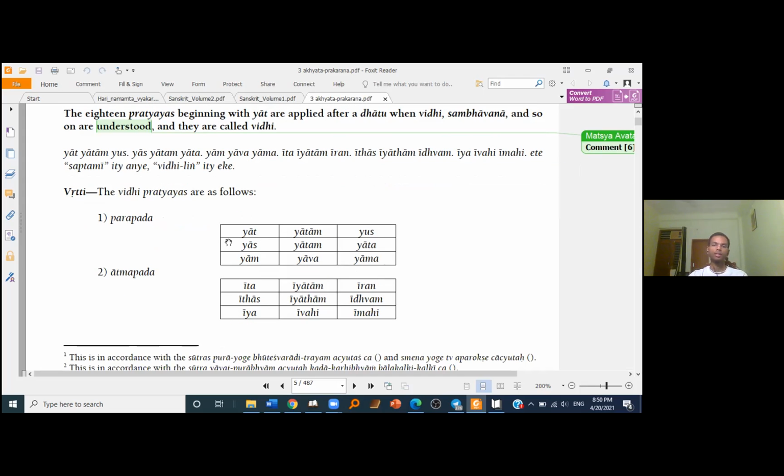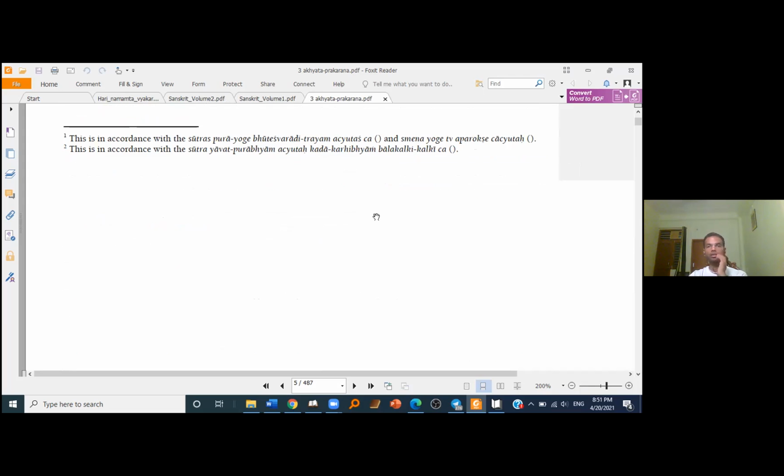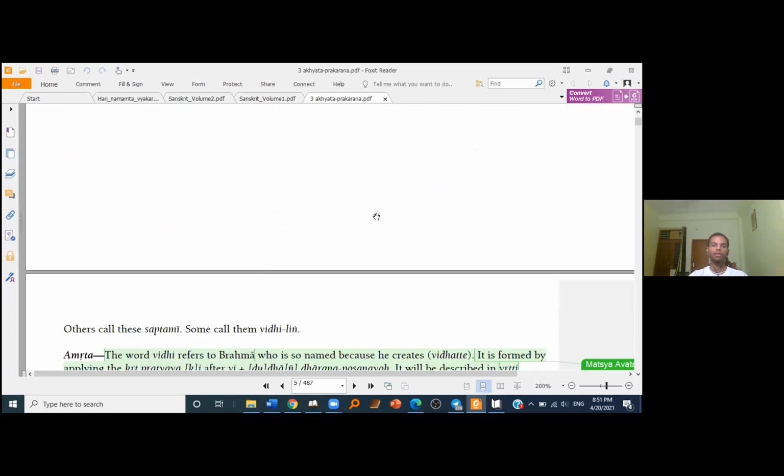And the pratyas are to be memorized. So till now we have got 36 pratyas. Tiptas anti sipthastha mipvasmas te ate ante se athe dhve e vahe mahe, yat yatam yus yas yatam yata yam yava yama ita yatam iran ithas yatham idhvam iya ivahi imahi. 36 of them.